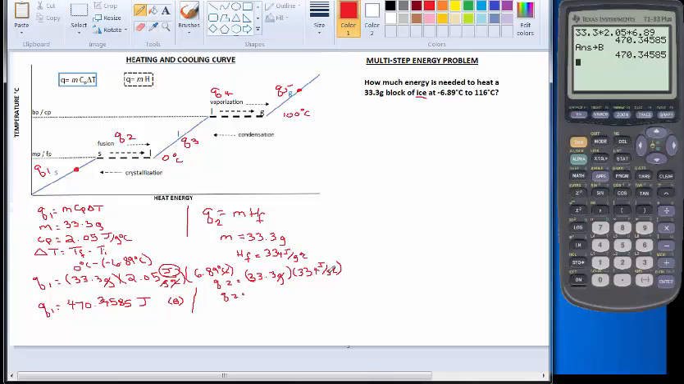Gram will cancel out with gram. Oh, I'm sorry. There's no degree Celsius here, just joules per gram. So gram will cancel out with gram to leave us with the unit of joule. And if we plug this information into our calculator, we will say 33.3 times 334. Since this is a number that we will want to use again, we are going to store this number, and this time I'm going to use the letter C.